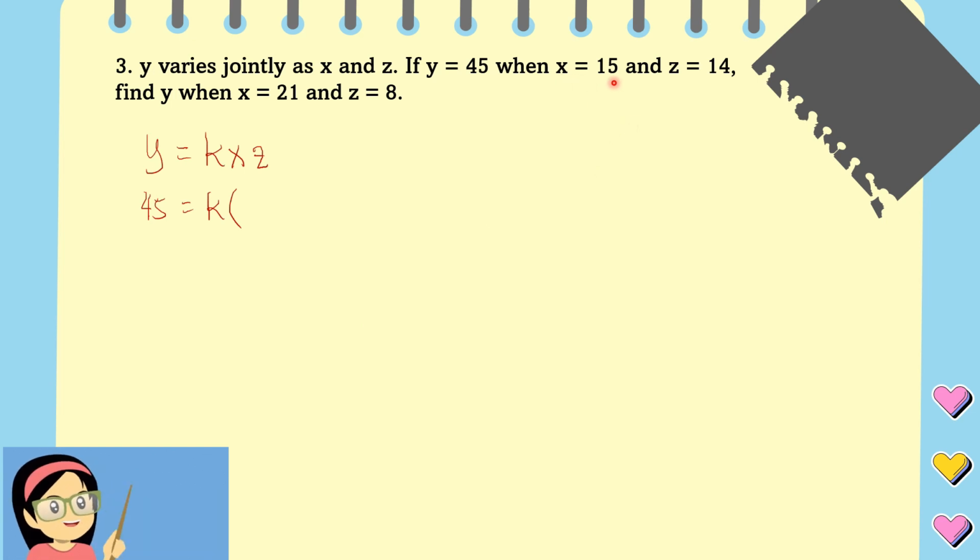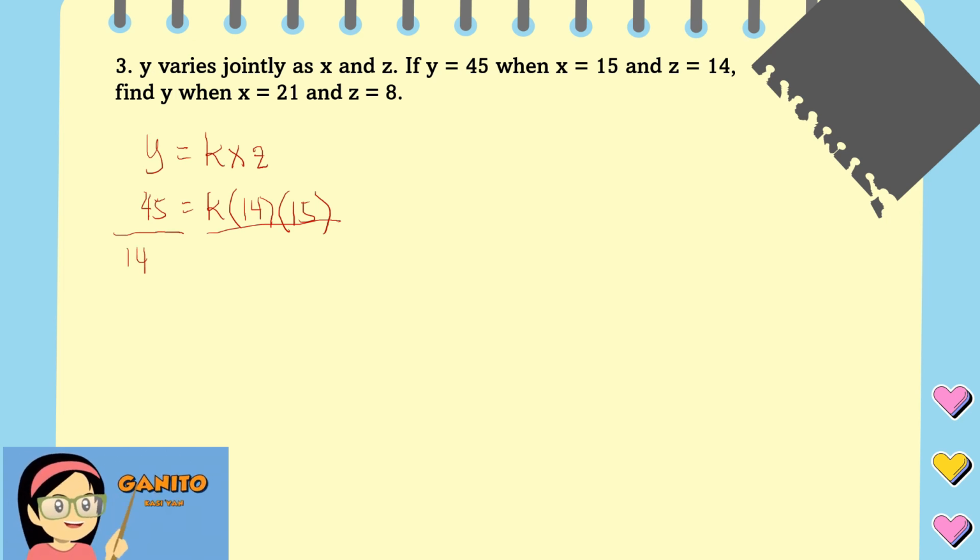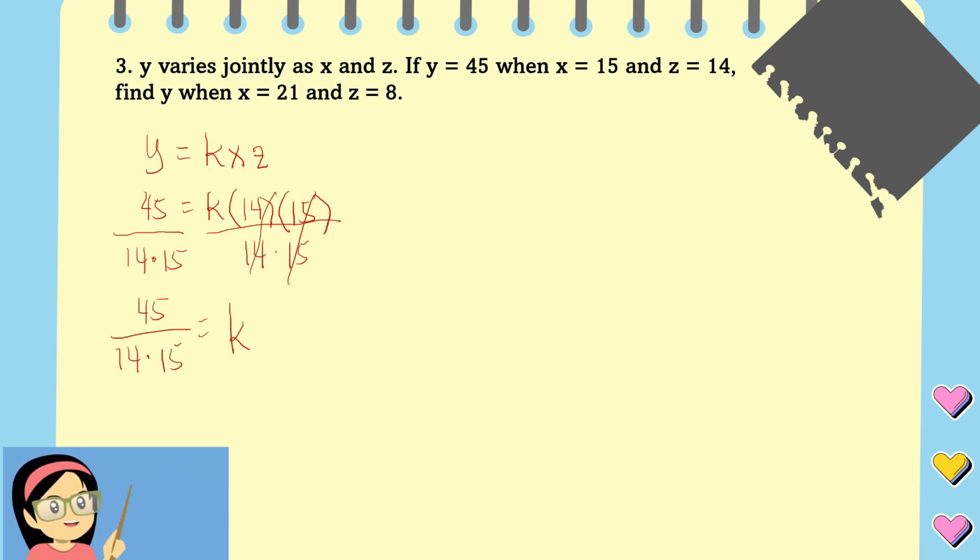X is 15 and z is 14. So 45 equals k times 14 times 15. We can do cancellation before multiplication. So to solve for k, we divide both sides by 14 times 15. So we get k equals 45 over 14 times 15.